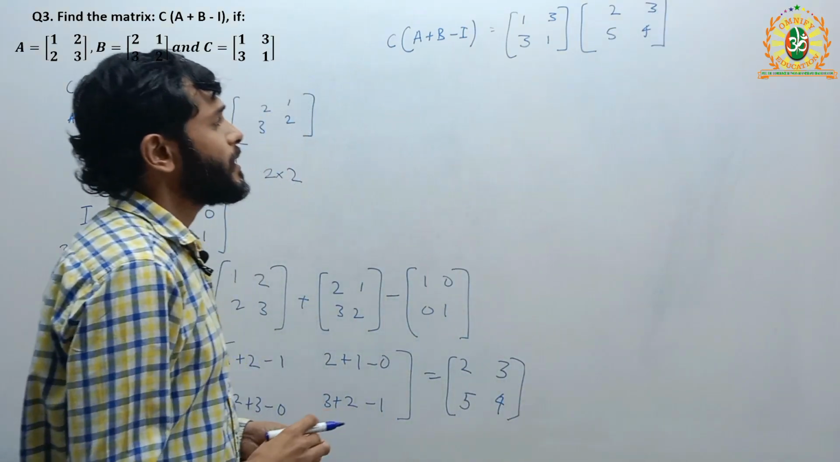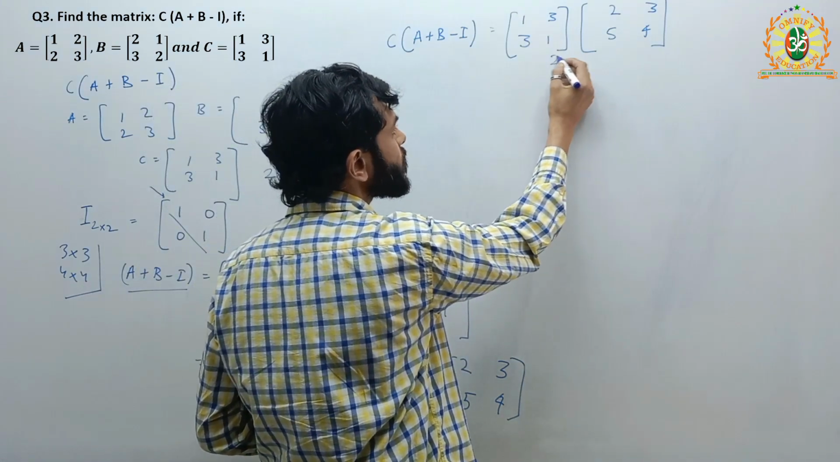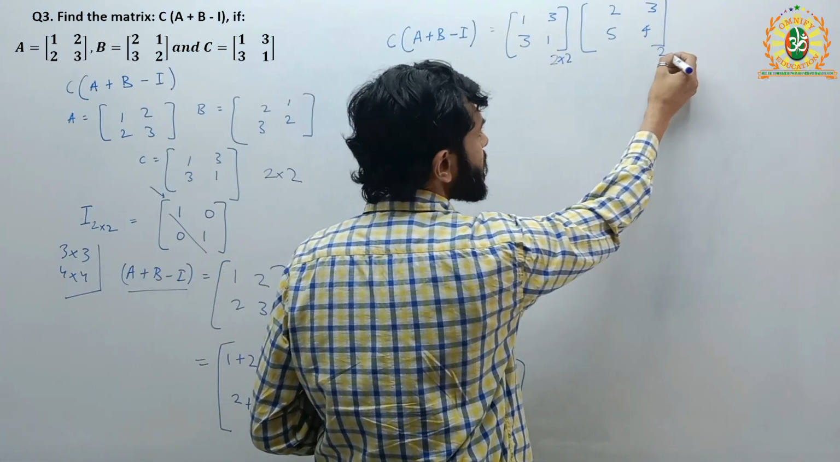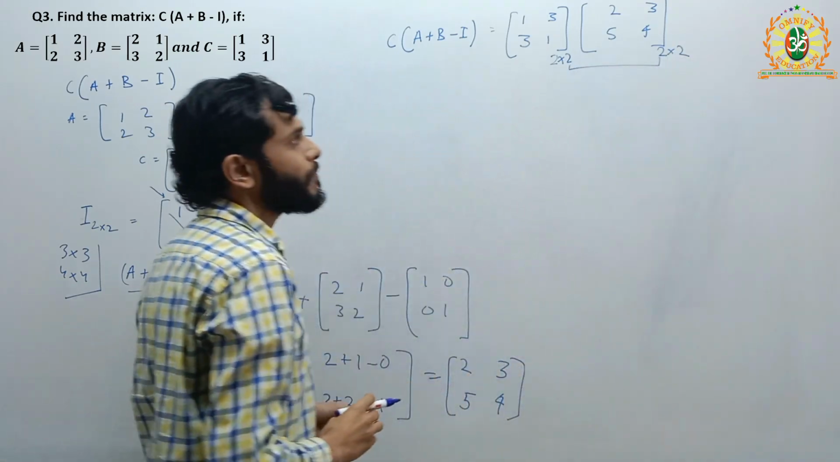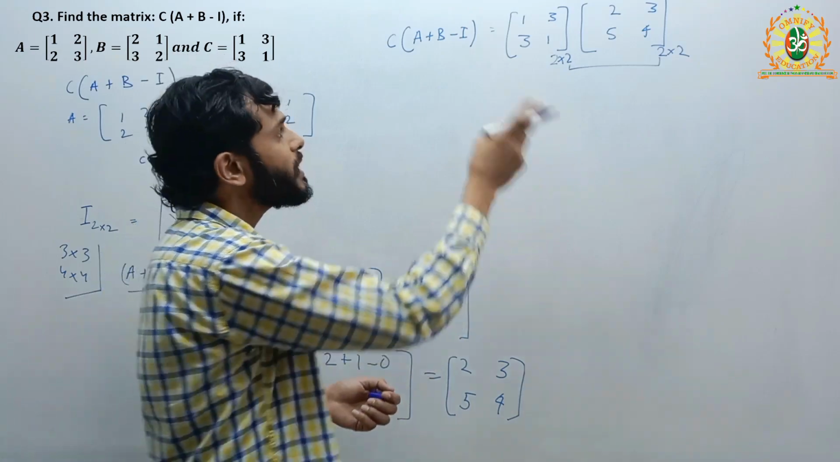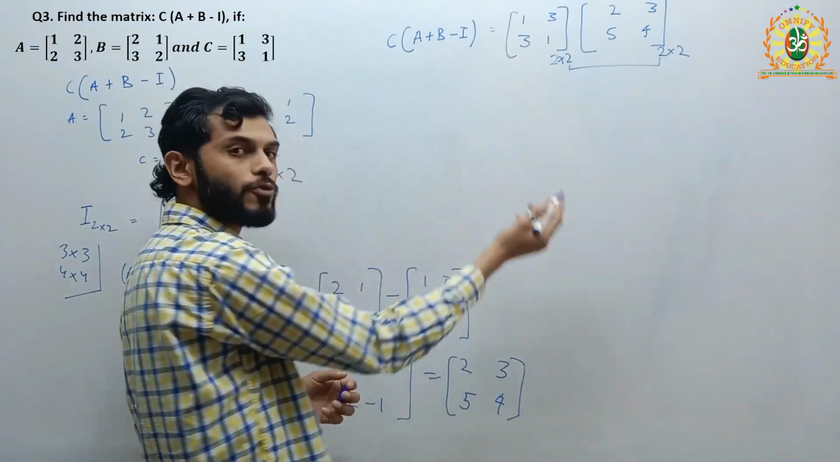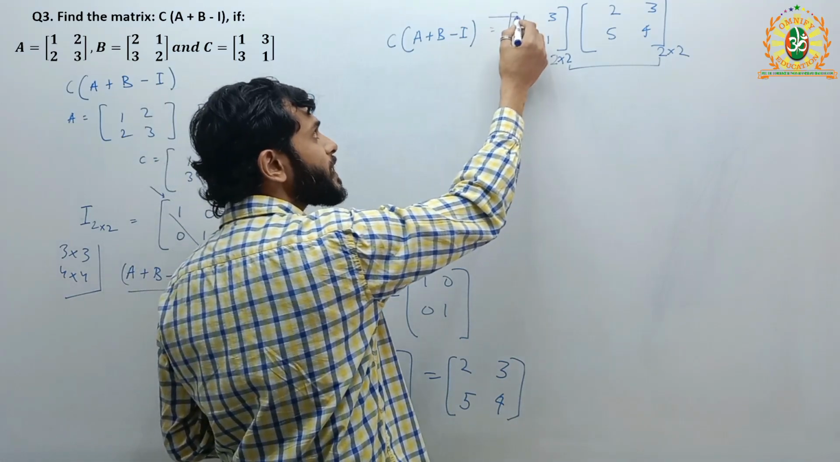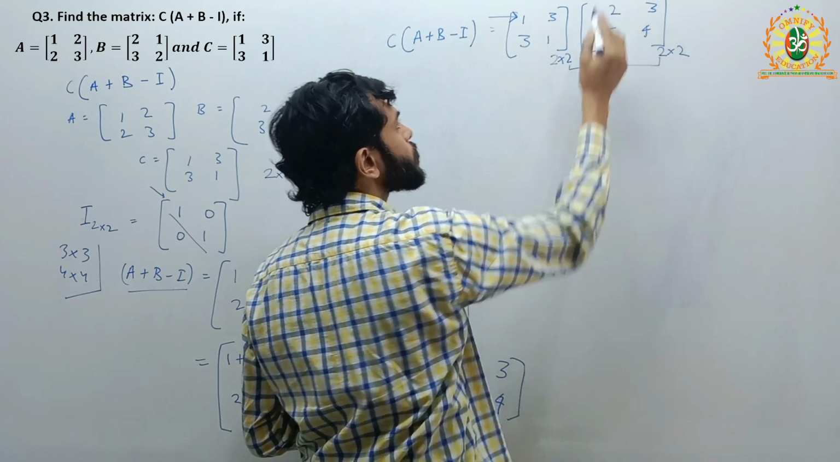Now again, in multiplication of matrices, you have to see the order of the two matrices. The order of this matrix is 2 into 2 and the order of this matrix is also 2 into 2. If the order is the same, only then can the two matrices be multiplied. And in multiplication of matrices, you have to remember that if you are taking the first row, then you have to take the elements of the first column.